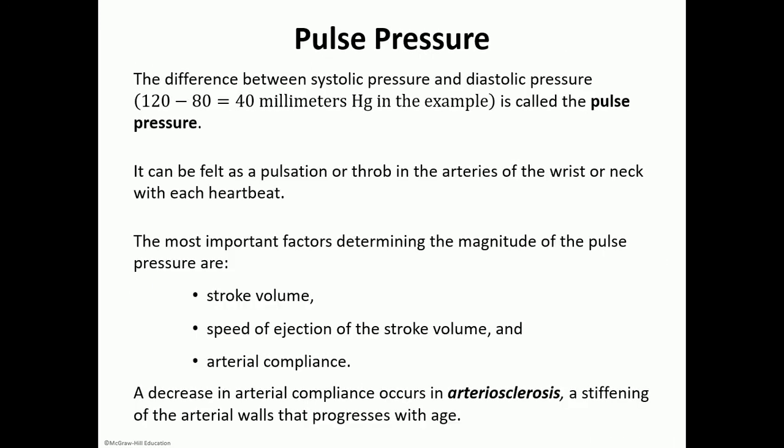So your pulse pressure, and that's what we were talking about, is the difference between your systolic and diastolic pressure. Okay, it is that pulse or throb that you feel when you feel the pulse, say, in the radial artery, for example. And the things that affect the magnitude of pulse pressure are the stroke volume, the speed of ejection from the ventricle, and arterial compliance. So any decrease in arterial compliance, for example, in atherosclerosis, which leads to stiffening of the arteries, could lead to changes in your pulse pressure.